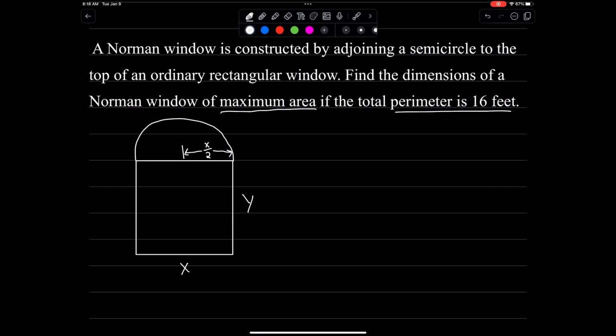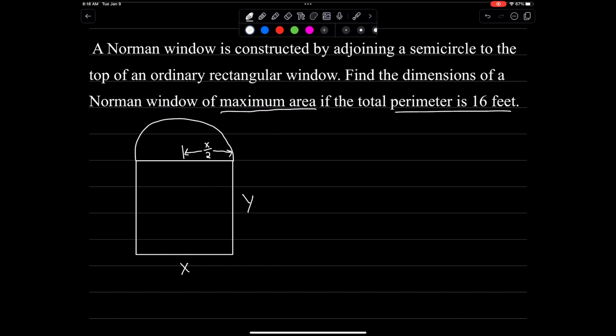Hi, everyone. I'm going to be going through one more optimization problem. And we've got a Norman window. This Norman window, if you've ever seen one, is just a window that is a rectangle with a semicircle on top of it. You might have seen them in churches or maybe some older houses.